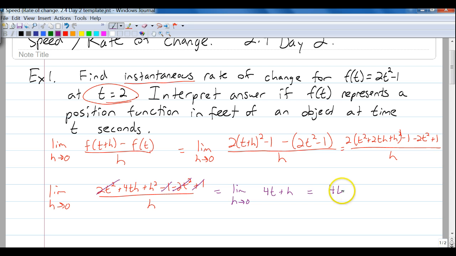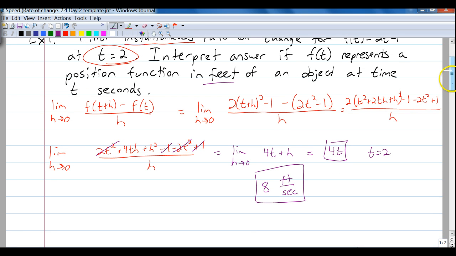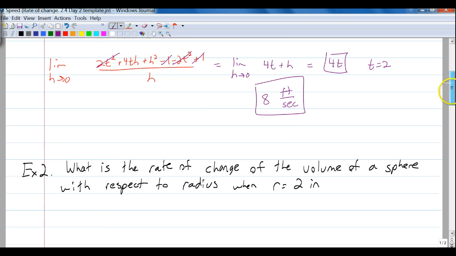We have 4t. So this is the rate of change. However, it says at t equals 2, so at t equals 2, we get a rate of change of 8. And then again, if it's in feet, it's 8 feet per second. Okay, so that is an instantaneous rate of change. Again, it's more of a review, but it's good to look at a couple extra problems.